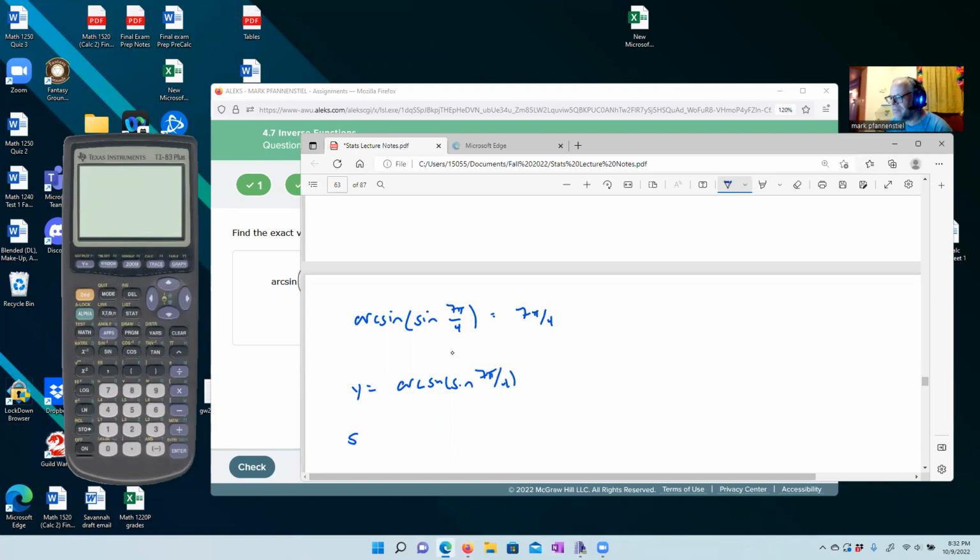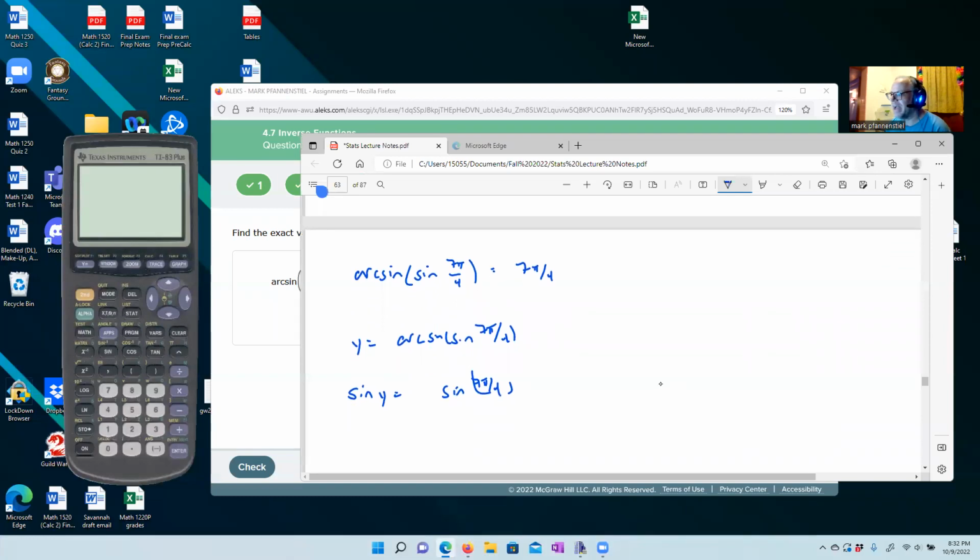if I take the sine of both sides, sine of y is equal to the sine of the arc sine, so sine of 7 pi over 4. Again, you'd be tempted to say it's 7 pi over 4, but not really. Remember what the arc sine gives us back: an angle between negative pi over 2 and positive pi over 2. It's only going to give us angles like this. Where the heck is 7 pi over 4?